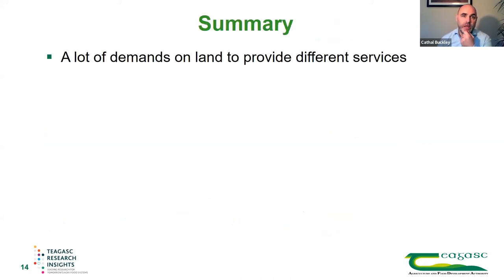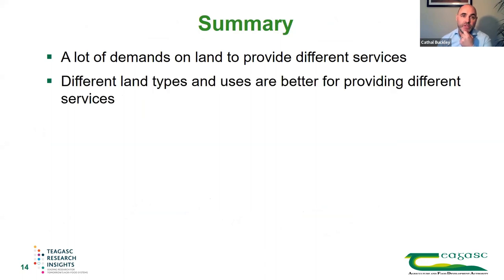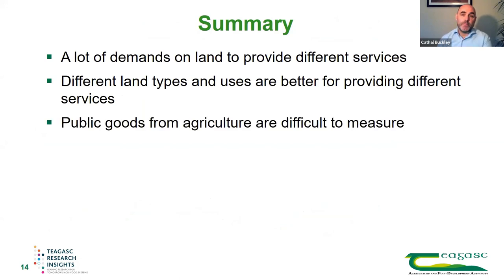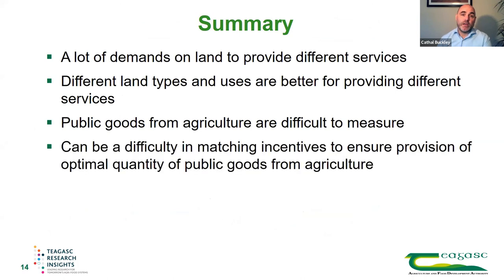So in summary, there are a lot of demands on land to provide different services, and we've seen different land types and uses are better at providing different services. Public goods in agriculture can be difficult to measure, and it can be difficult to match the incentives to ensure that these public goods are provided at an optimal level in terms of what society wants and what farmers are paid, and so on.